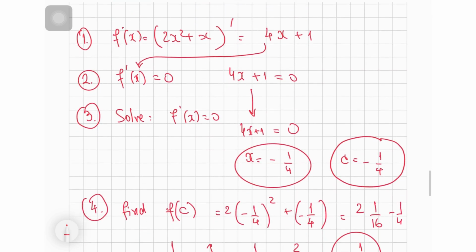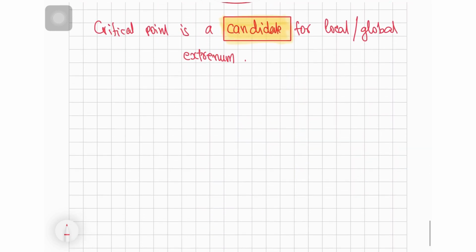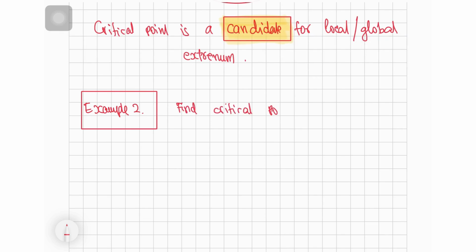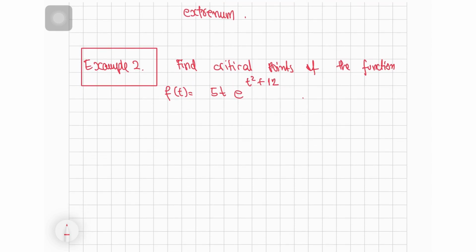Okay, let us see one more example. Example 2. Find critical points of the function f of t equals 5t times e to the power of minus t squared plus 12. You can pause the video and try, and I will give the answer.